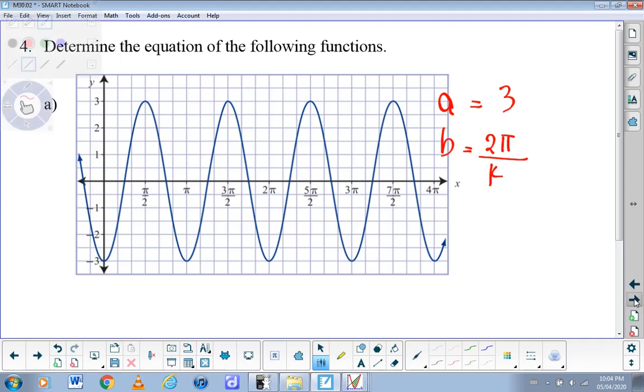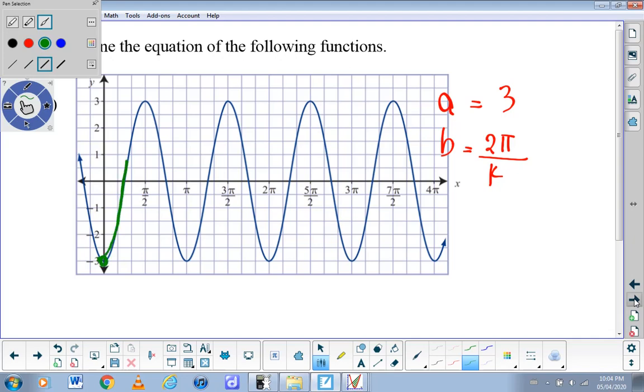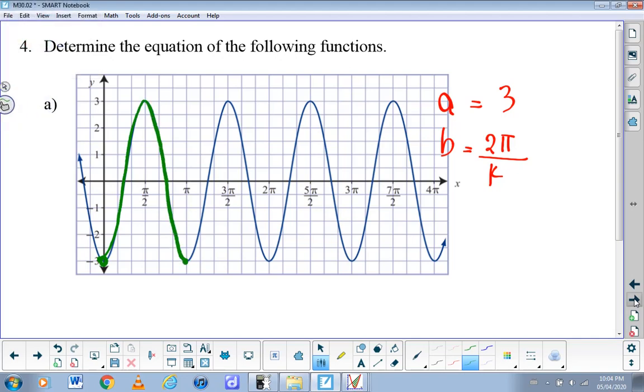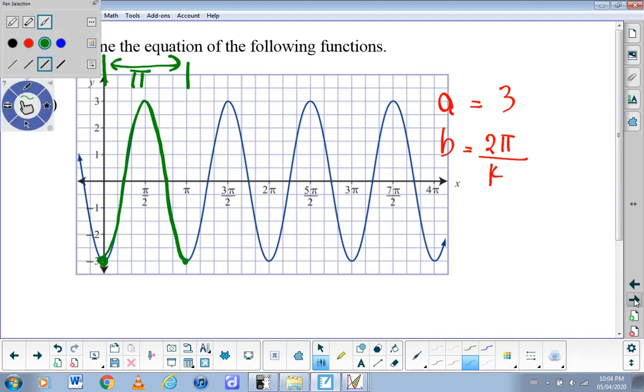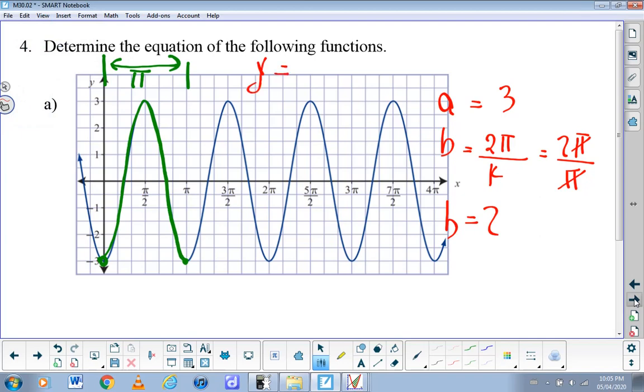Well, I can tell that the period is pi because from the start point, which is here, I have to go through 1 up, 2 up, 3 down, 4 down. I have to go through 4 pieces, and I can see that from the beginning to the end of that cycle is pi. So I can write now that b is 2 pi over pi. The pi's cancel, b is 2. I mean, all you have to do once you figure out a and b is put them into the equation.